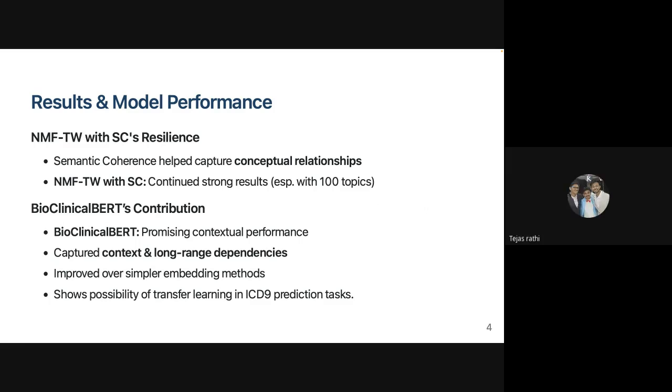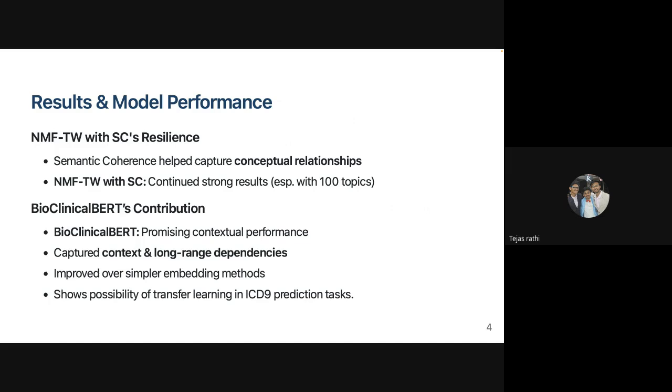Okay, so here we present a detailed comparison between the two types of embeddings we just talked about, the static embeddings and the contextual embeddings. NMFTW, that is non-negative matrix factorization, term weighted using semantic coherence, is actually using the static embeddings. And what we proposed is using the bioclinical BERT, which are the contextual embeddings.